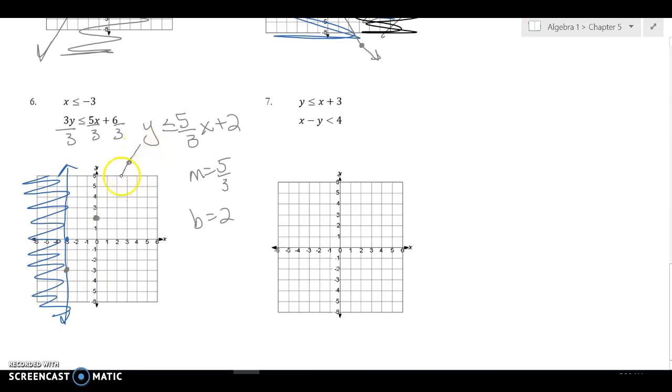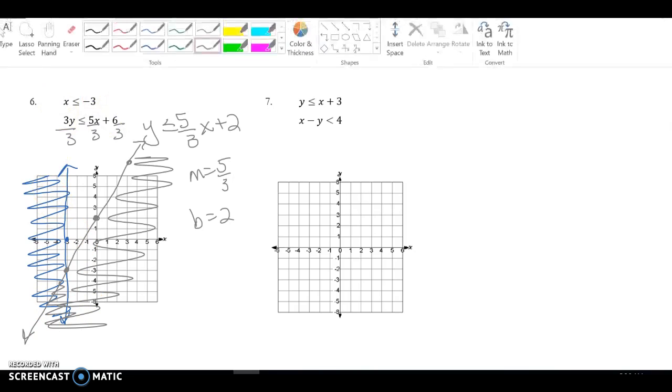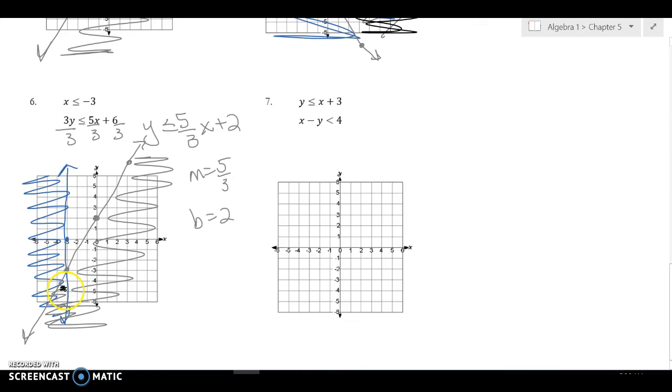And this one's also a solid line. And this one we're shading below. So I shade below. And I find my answer right there in the corner. So my double shaded region is right here. That's my solution area for this system of inequalities.